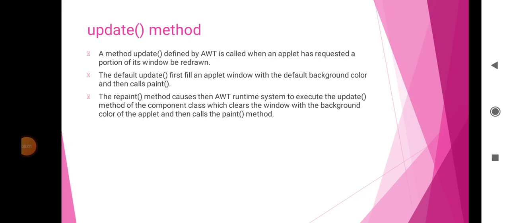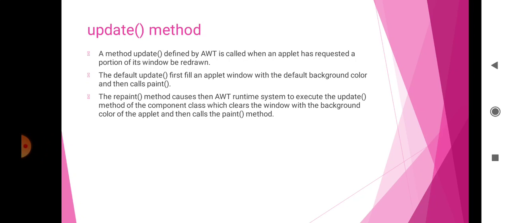Next method is the update method. The update method is defined by AWT and is called when an applet has requested a portion of its window to be redrawn. The default update first fills an applet window with the default background color and then calls the paint method.